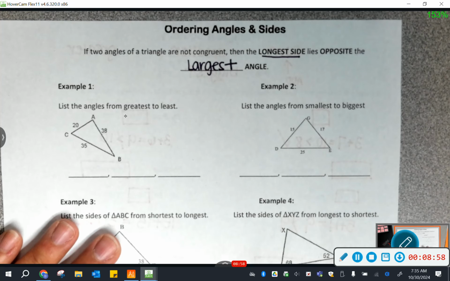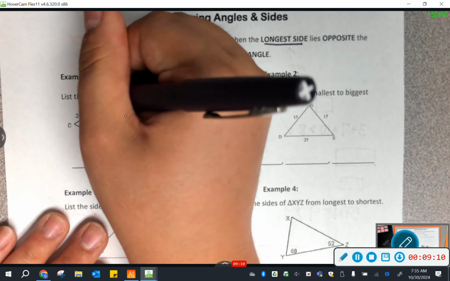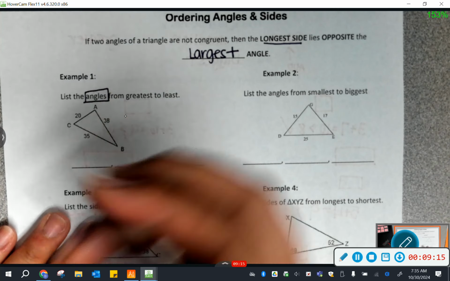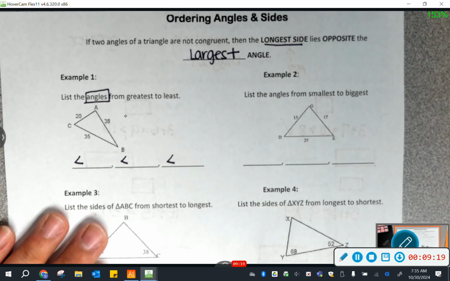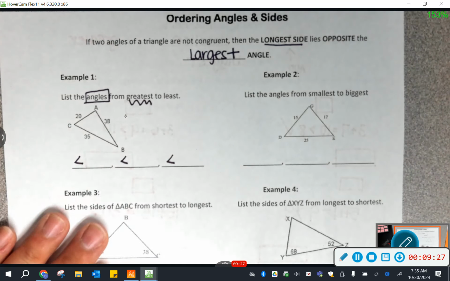The biggest reason people get this wrong is they do not know the difference between an angle and a side, or they get them mixed up. So please make sure you box what you're looking for. What does it tell us to list on example 1? So I need an angle, and an angle on all 3 of these. What does it tell us to do, from A to B to C?